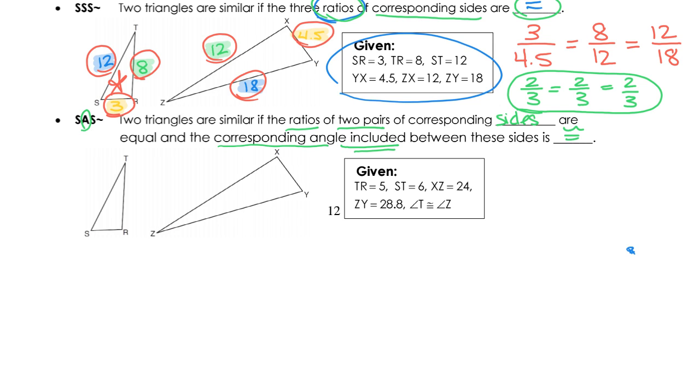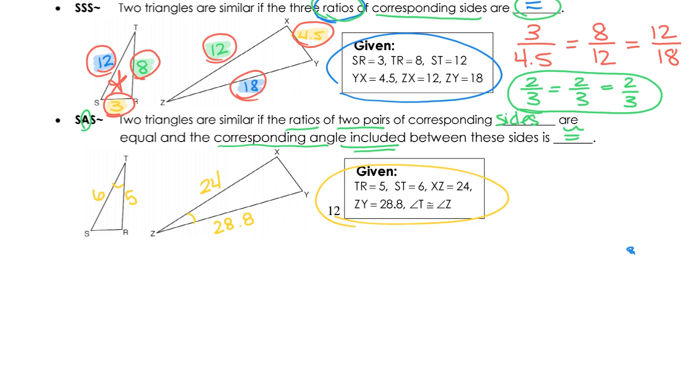All right, so let's take a look at the given information that they give us in this one. Okay, TR is 5. ST is 6. XZ is 24. ZY is 28.8. And they're telling us that angle T is congruent to angle Y.